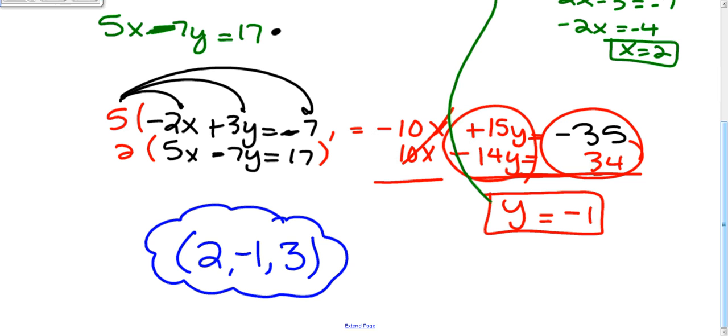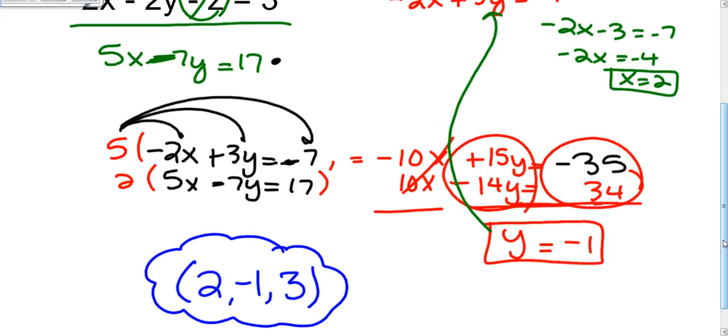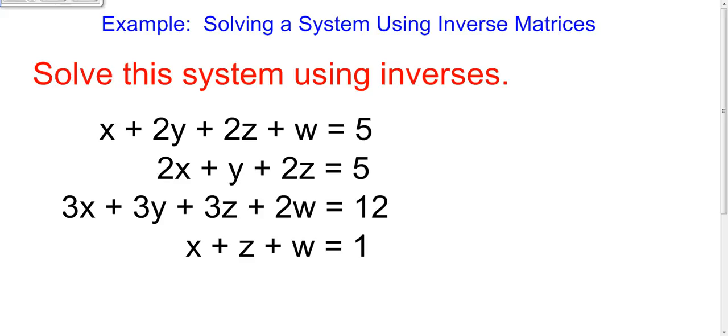Okay? So kind of to summarize that, again, pick any two equations, get rid of one variable. Pick two other equations, get rid of the same variable. Then you should be down to two equations that each have two of the same variables in them. Okay, set them up, get rid of one more variable, and then work your way back up to the top. Okay, so that's one way to solve these.